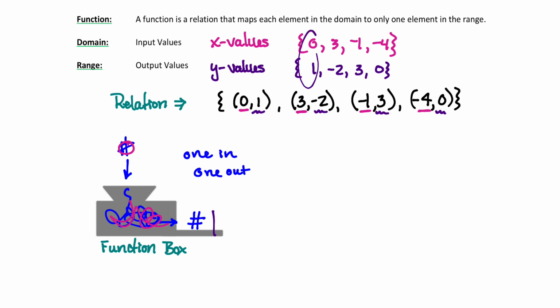Actually, this won't always happen, so let's not use that. Sometimes I'll show you, but it won't always happen. This will. Okay, so I drop in a 0, out comes a 1. In goes a 3, out comes a -2. Put in a -1, and you will get out a 3. Okay, put in a -4, and you'll get a 0. This is a function. Okay, now let's look at something that isn't.